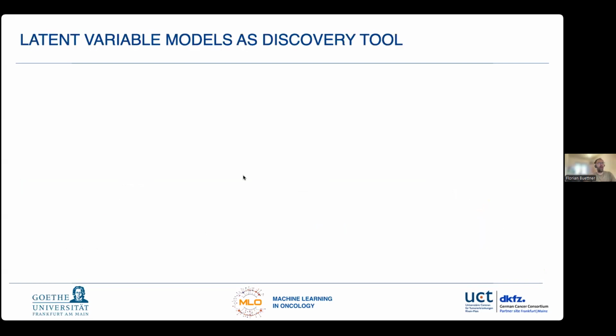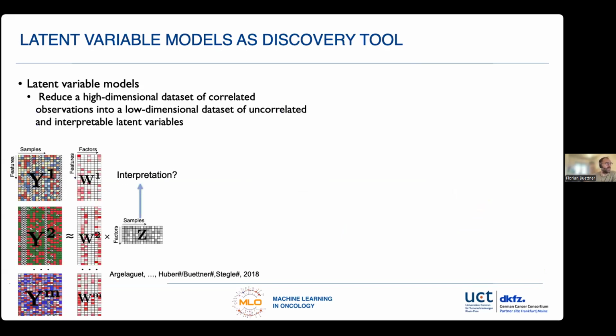Our tools of choice are latent variable models. And this is at the heart of many methods that we develop and apply in the lab. The idea behind latent variable models is that we start with a high dimensional data set of many correlated observations. For example, we have the expression of many genes. Maybe we measure also protein expression. Maybe we have the epigenome. Maybe we observe some mutations.